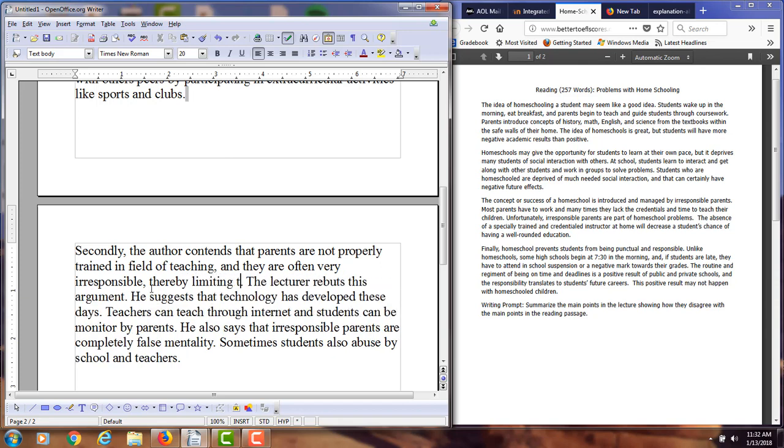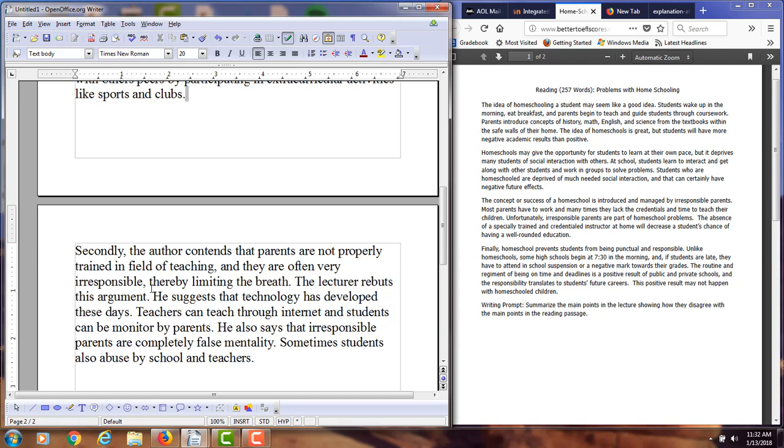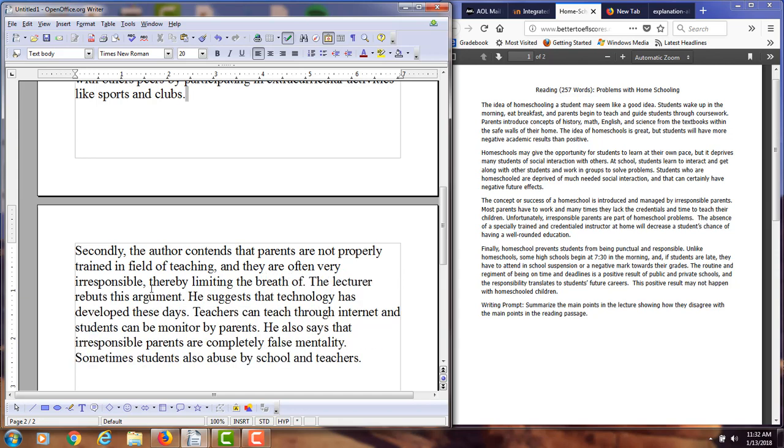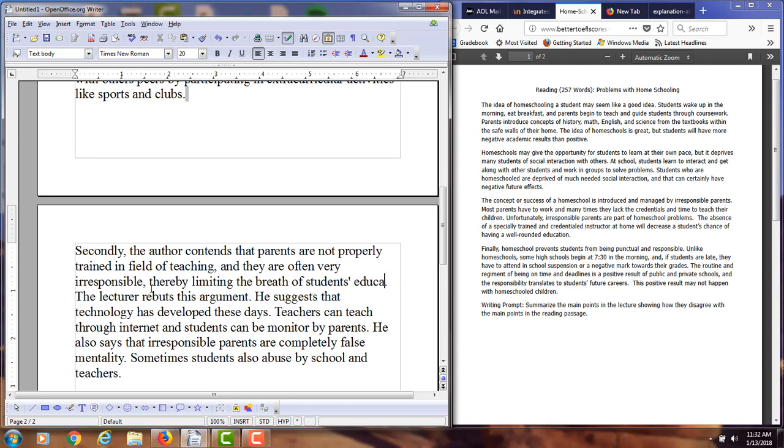limiting the breadth of students' education. I use the word breadth here. Why did I use that? It says here of having a well-rounded education. Well-rounded has to do with the breadth, the scope, how many subjects the student studies, and so on. So that kind of helps clarify another idea from that reading passage.